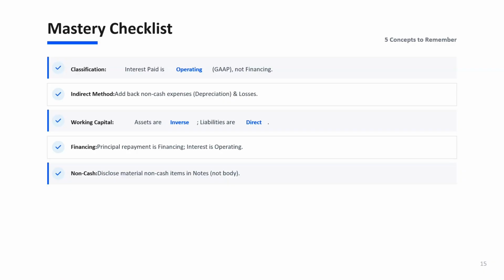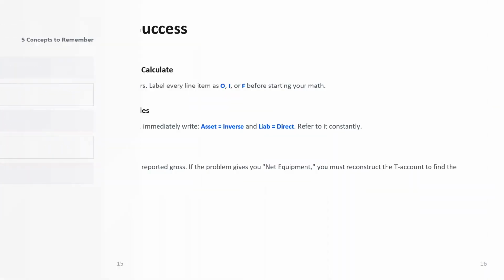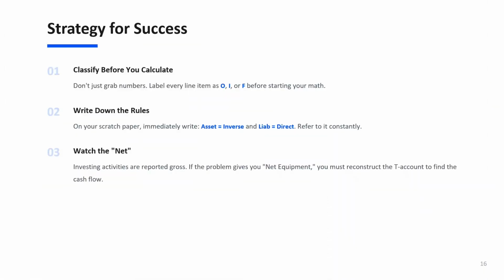Fourth, distinguish between principal and interest. So principal repayment is financing, but interest is operating. And finally, always disclose material non-cash investing and financing items in the notes, not in the body of the statement. If you master these 5 points, you're ready to crush the statement of cash flows questions. Now let's move to the next section where we will look at a full simulation.